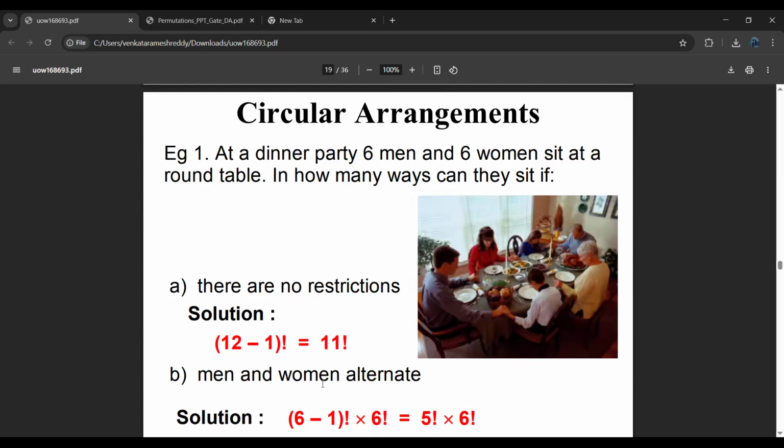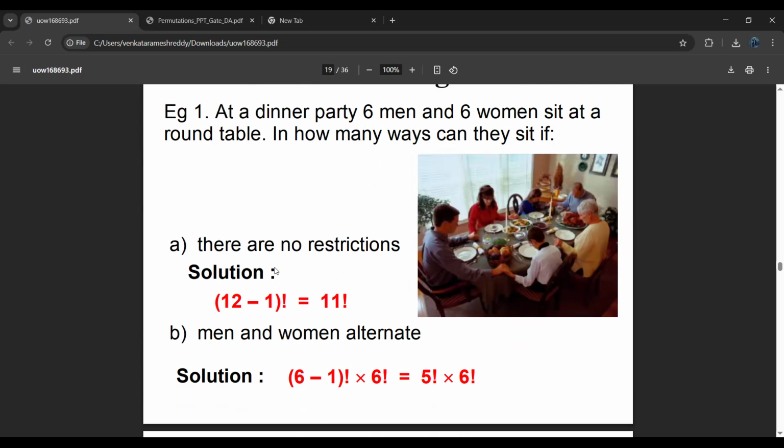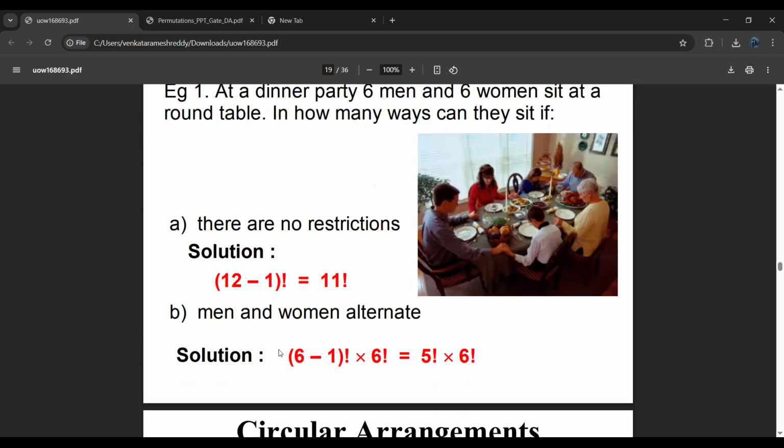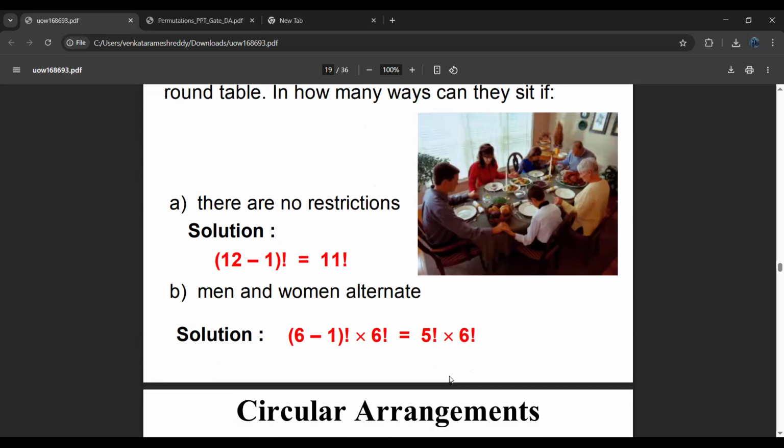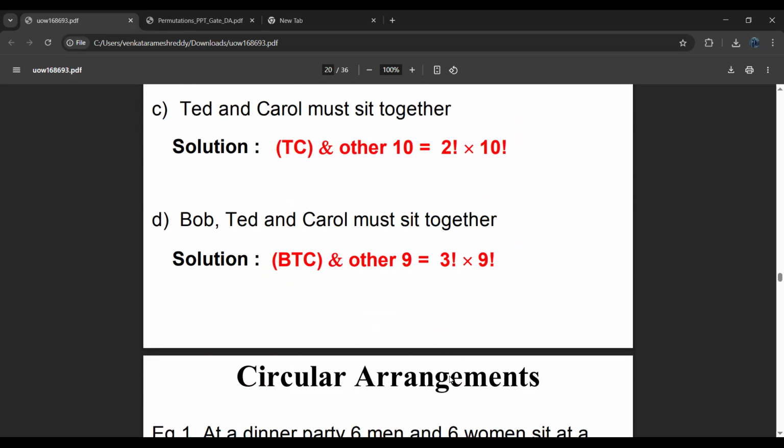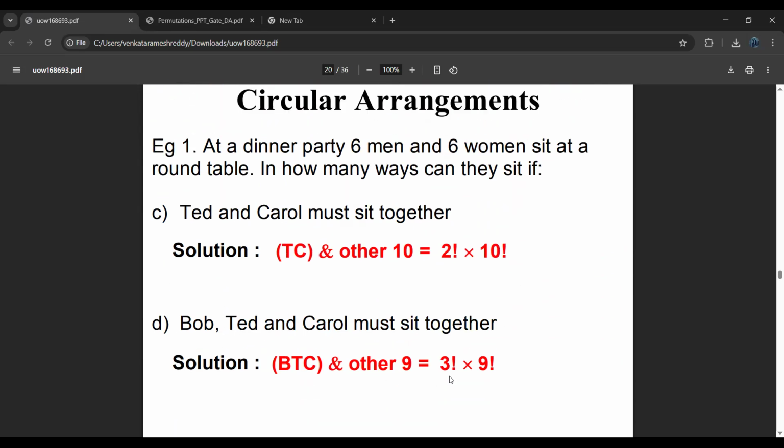Next one, men and women alternate. Men and women alternate means first a man, second a woman, next a man, next a woman, like that. How many ways are there? (n minus 1) whole factorial into 6 factorial, that is equal to 5 factorial into 6 factorial. Next one, a circular arrangement. Next question.